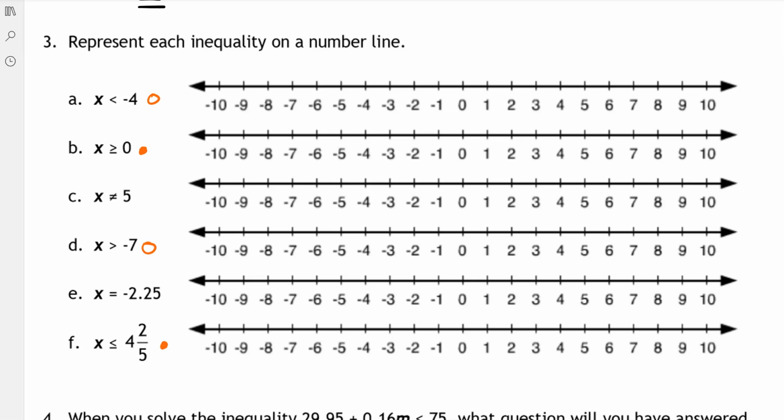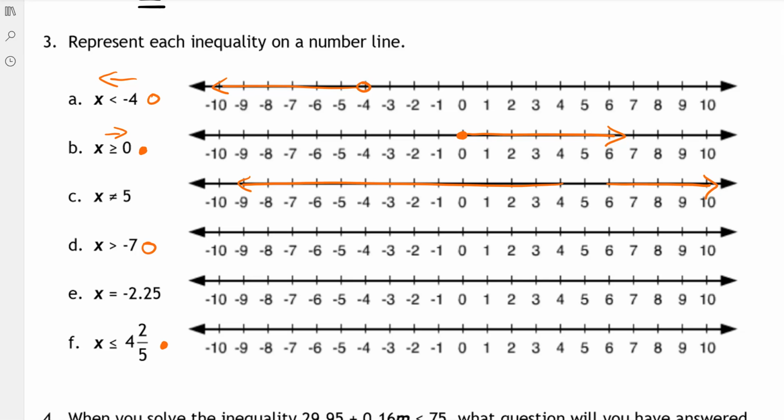So if you were to graph these, it would look like this. I'd find -4, open dot. And since it's facing to the left, that's the way I'm going to graph it. Here x is first, which is correct. Got to find 0. It's going to be a closed dot. And since the arrow is facing that way, I'm going to face that way. And then here, I'm going to find 5. And where is it at? Here it is. Basically, I can go like this because it's just anything that is not equal to 5.